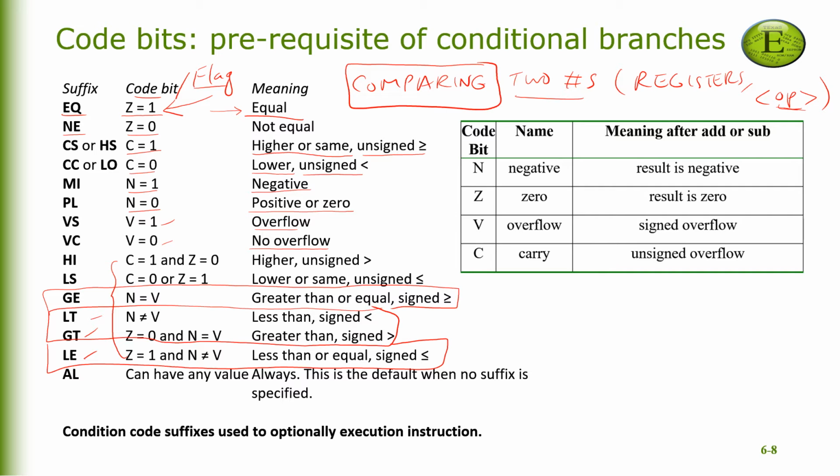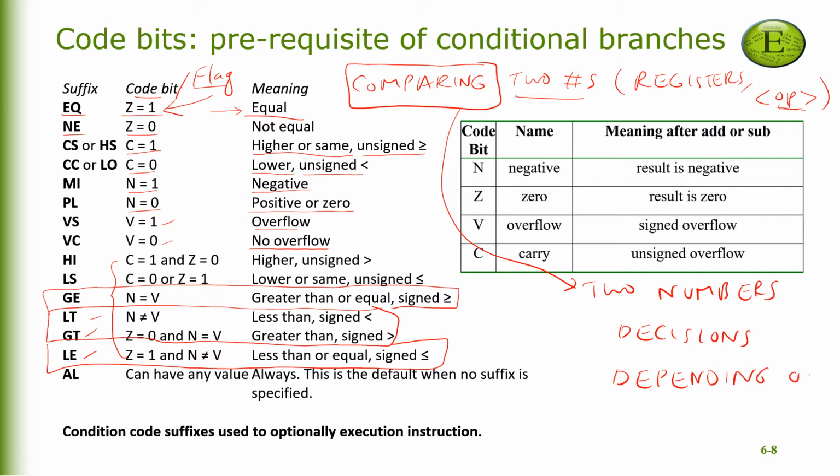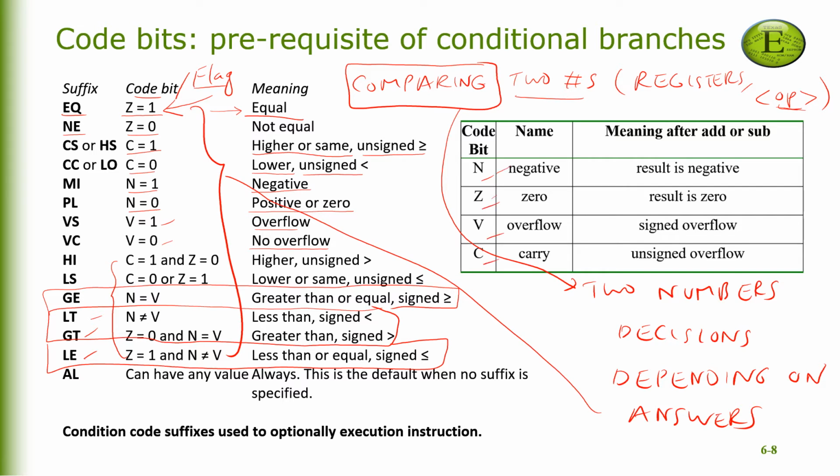So what we gain from this discussion is that whenever we are going to compare two numbers and make decisions depending upon the answers of the comparison, we are always going to look at some of these code bits or the flags. And remember, again, we are going to work with the four code bits: the overflow, zero, negative, and carry. Now let us look at some of the examples.